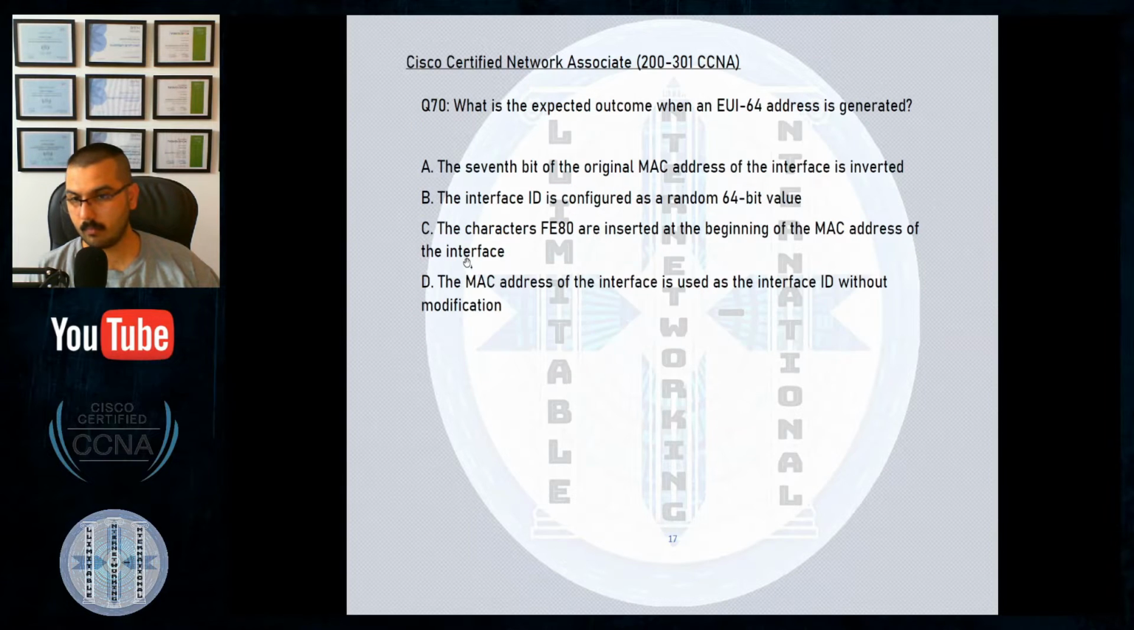Question 70. What is the expected outcome when an EUI-64 address is generated? I did that back in chapter 1, in a non-complete way. Not incorrect, it's definitely correct, but it was missing one command. EUI-64 has two types of modifications.